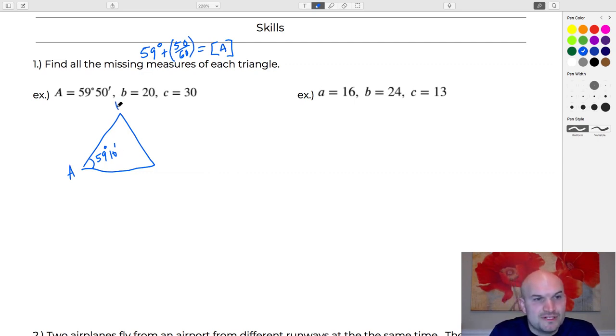And then let's go ahead and label b up here. So therefore b is equal to 20. And then c is over here, and that's a lowercase c equals 30. The important thing is notice that b and c are going to be lengths, right? They're not angles. There's no degrees there.